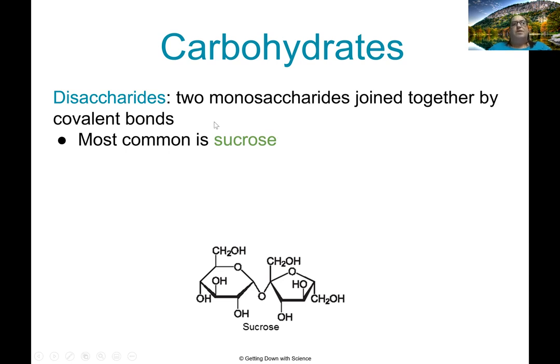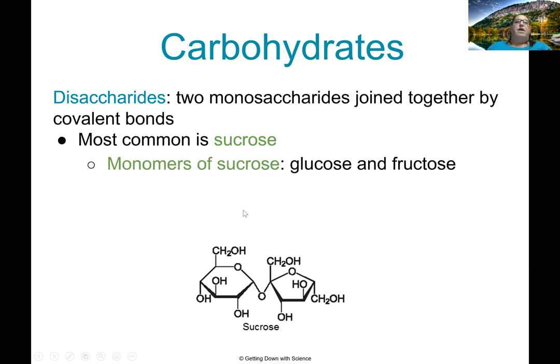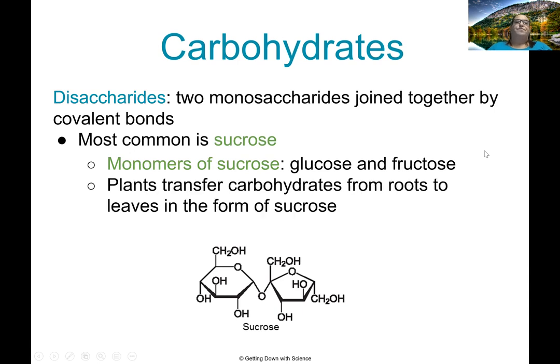The most common disaccharide is sucrose. If you go to the grocery store and you buy a bag of the white sugar, you are buying a bag of sucrose. Okay. The monomers, the two individual parts that make up the sucrose, are glucose and fructose. So we've put a glucose and a fructose together to make sucrose. Plants transfer carbohydrates from the roots to the leaves in the form of sucrose. So if you think about it, where we get our sucrose is from plants.